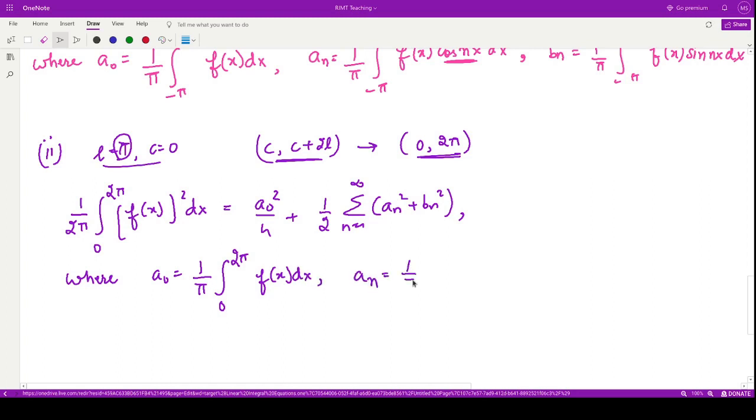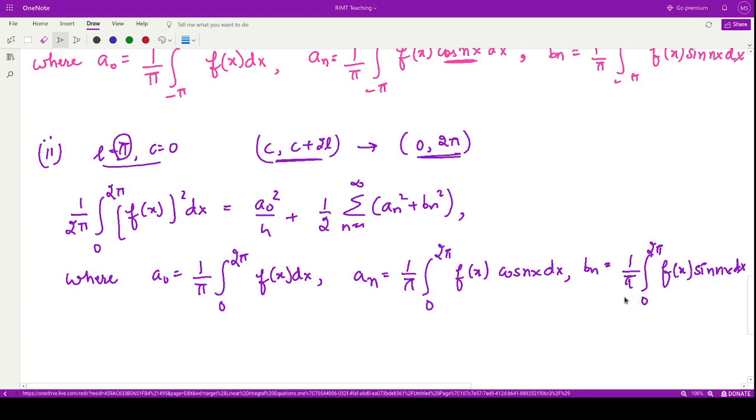For an, the value would be 1 by pi integration from 0 to 2 pi f of x cos nx dx, and bn is equal to 1 by pi integration 0 to 2 pi f of x sine nx dx, right? So this is your formula in this case. Now we have these terms because our interval here is 2 pi, and the function f of x has a period of 2 pi over here.